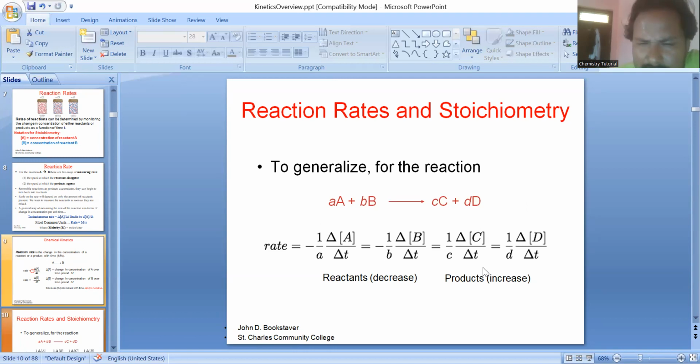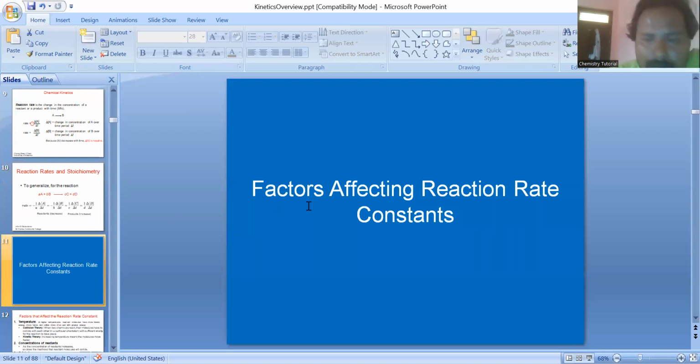The meaning of the chemical reaction is that the reactant will decrease, so the sign will be -1, and the stoichiometry is written in this way. And products will be increasing, meaning the concentration of products will be higher as soon as the concentration of reactant decreases. So now we will discuss the factors affecting the rate constant.